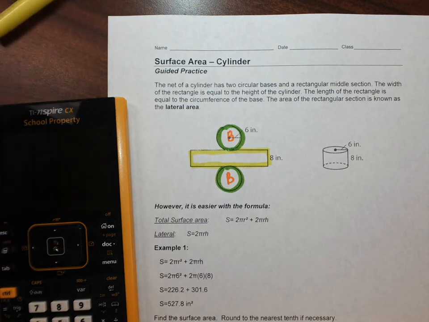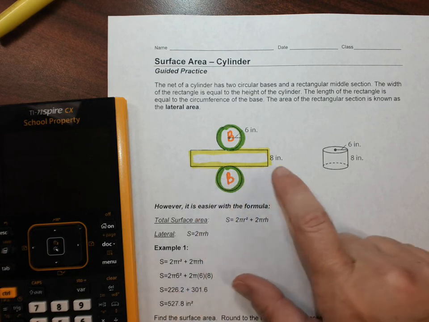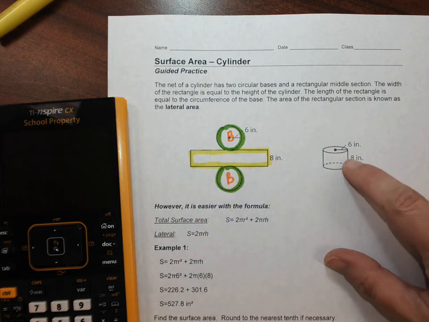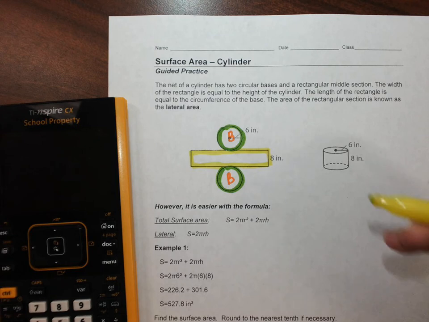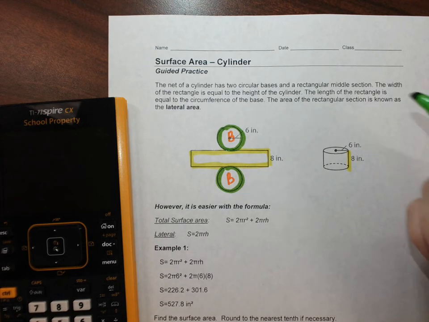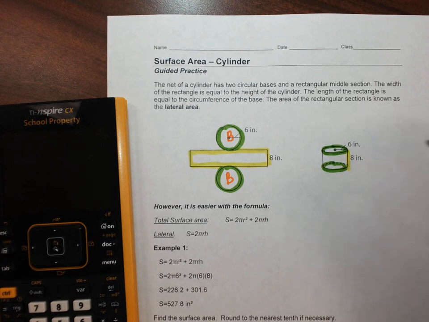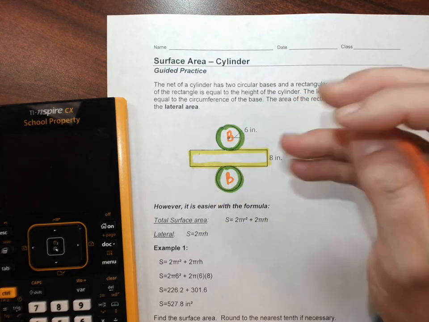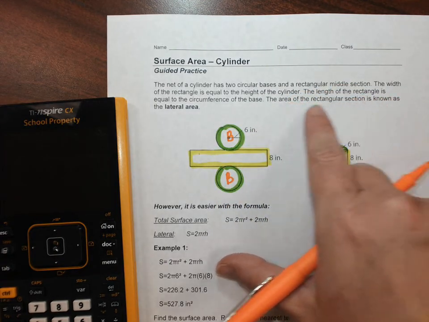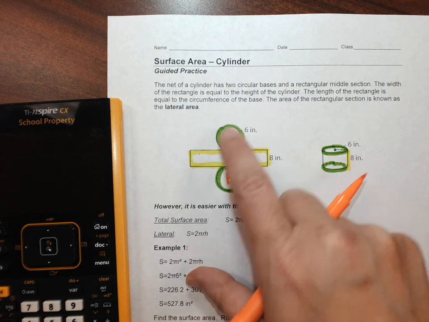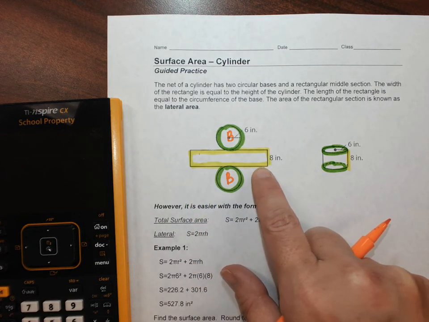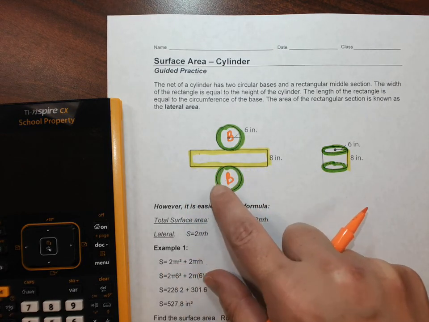The width of the rectangle is equal to the height of the cylinder. So they're telling you that this 8 is this 8, essentially, is what they're showing you. I'm going to go ahead and color code over here, so hopefully that will help you fold it in your mind. So this right here is going to go on to say the length of the rectangle is equal to the circumference of the base. So that length is actually your circumference.